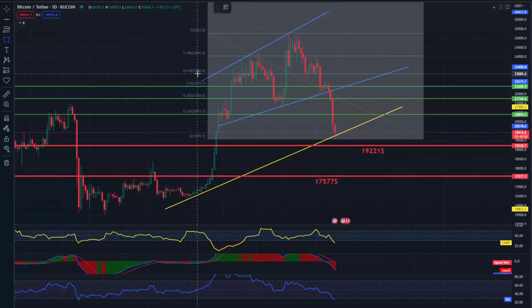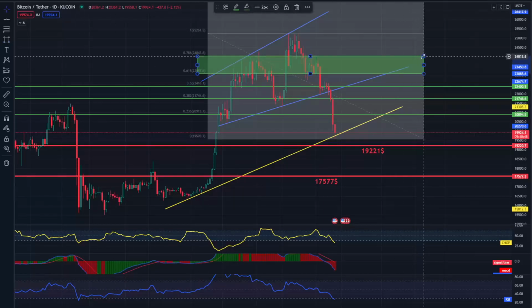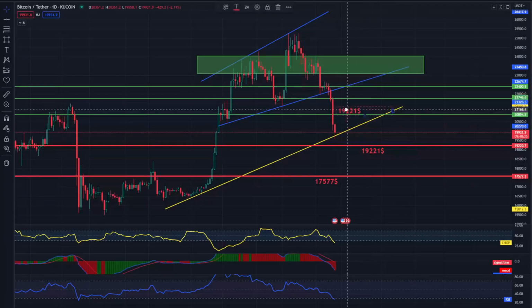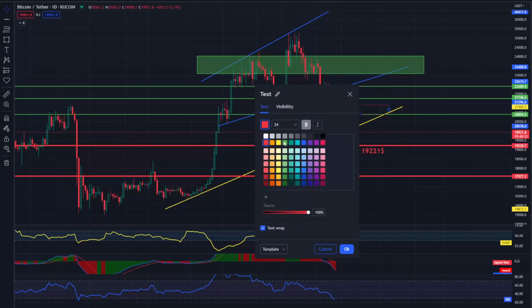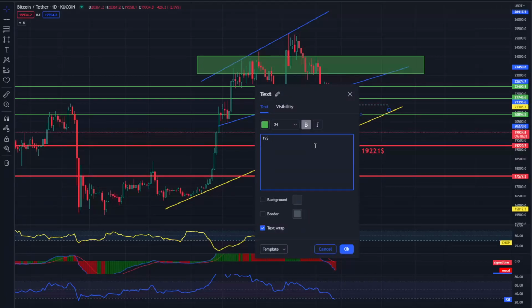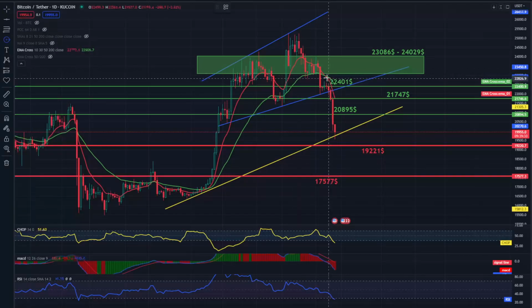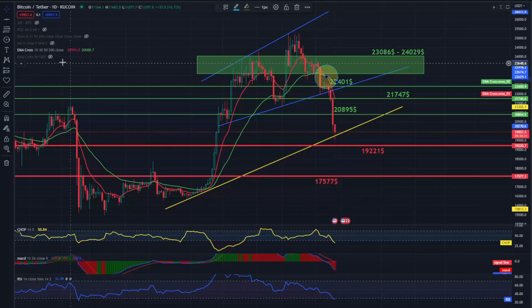Then a very strong resistance zone from $23,086 to $24,029. When we turn on the EMA cross 10 and 30, we see where the moving averages intersect and the downtrend begins.